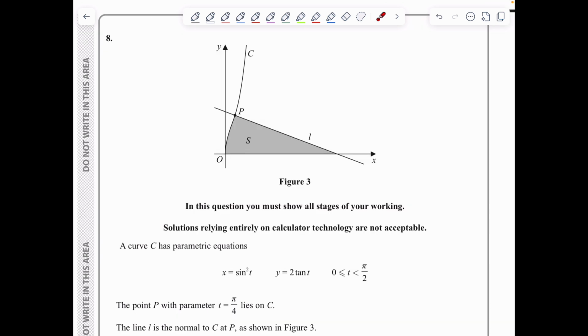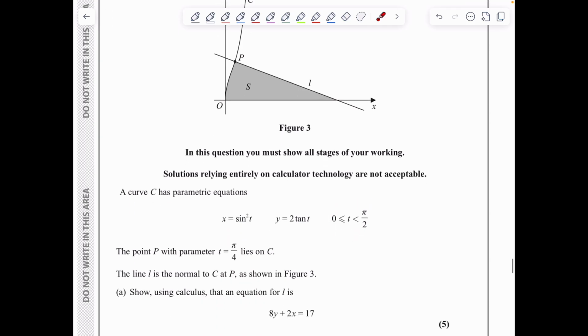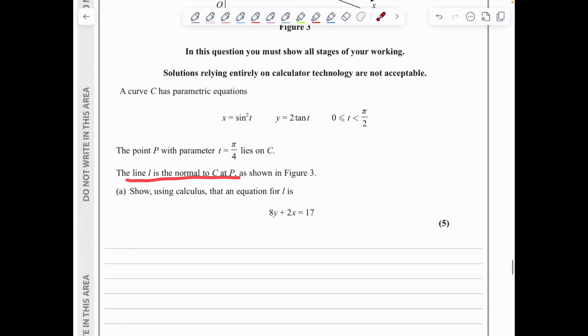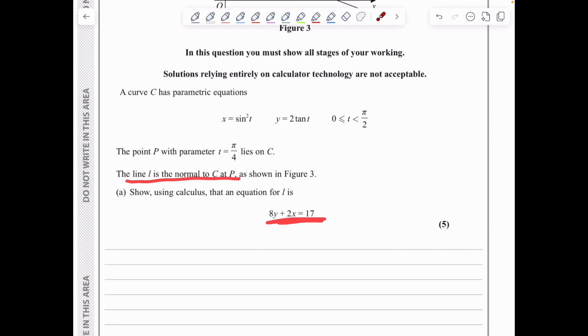In question 8, we've got the curve C described parametrically here. t varies between 0 and pi over 2. We are told that the point P with parameter t is pi over 4 lies on C as shown on the diagram. The line L is the normal to C at P, and we need to show that the equation of the normal is 8y plus 2x is equal to 17.